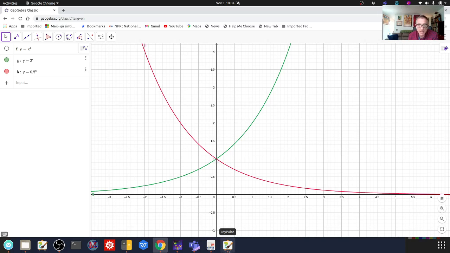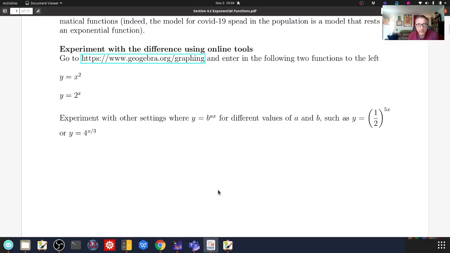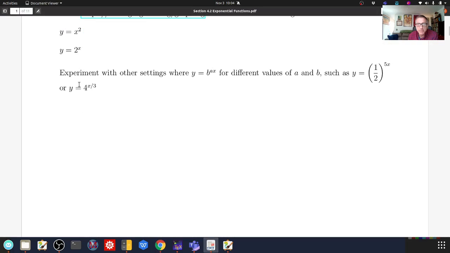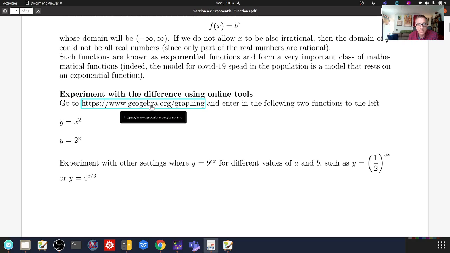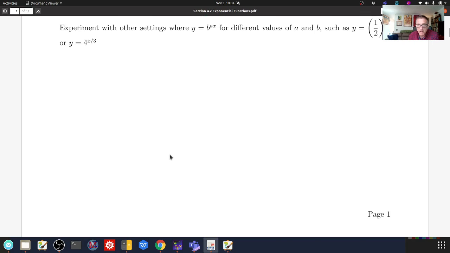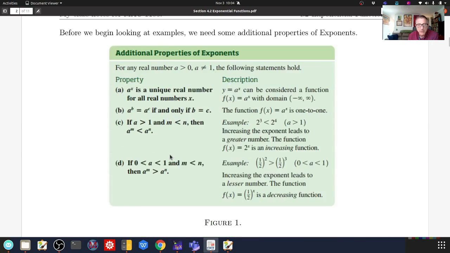So let's go back and look at some more properties. You can experiment with y. This is for you to do. I literally give you the URL for GeoGebra. You may have something else you prefer, and you can experiment on your own. So let's look at some additional properties of exponents.